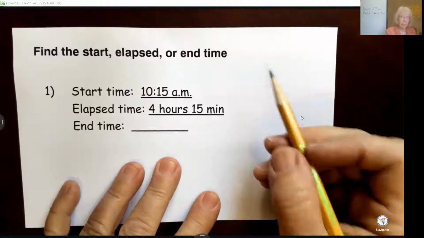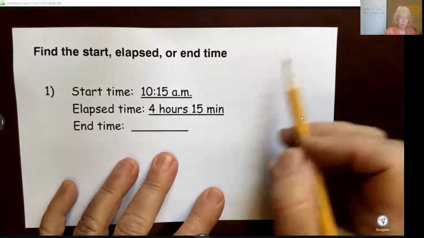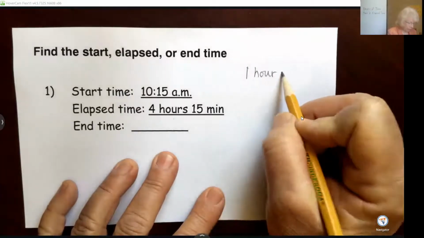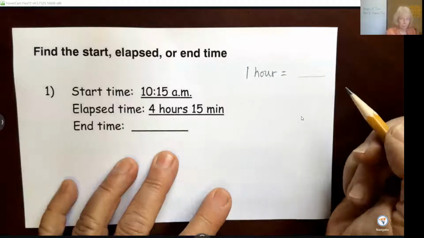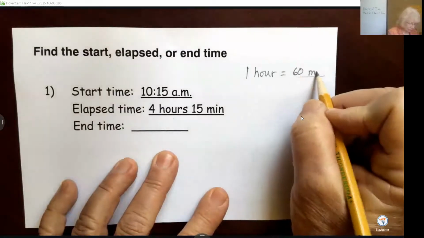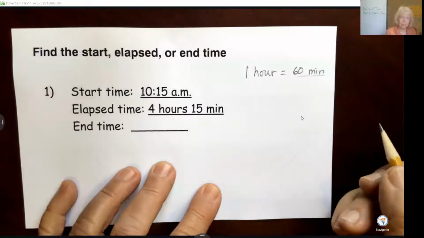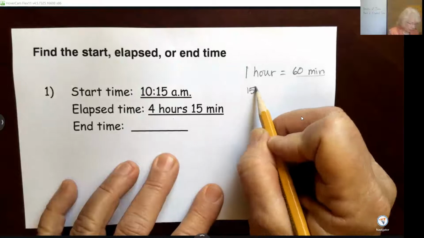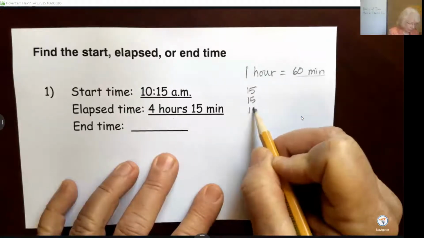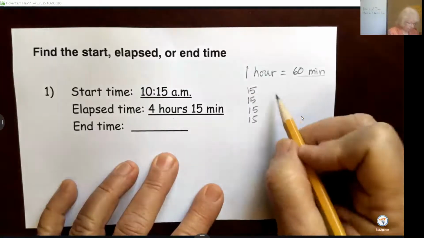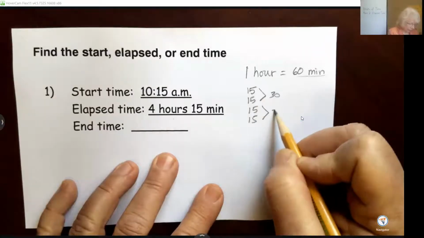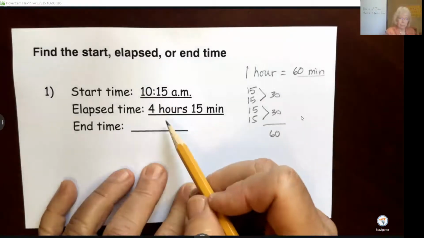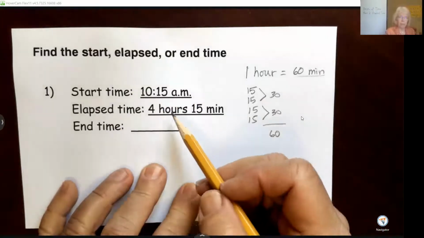The two relationships that we need to know to solve these problems is one, that 1 hour is equal to how many minutes? Say it out loud if you know, 60 minutes, okay? The next thing we need to know is that in those 60 minutes, we can break it apart into 15-minute chunks, and there are 4 of those. So if you add those together, you'll see they make 60, and that's how we get times like 10:15, 10:30, 10:45, and then 11.